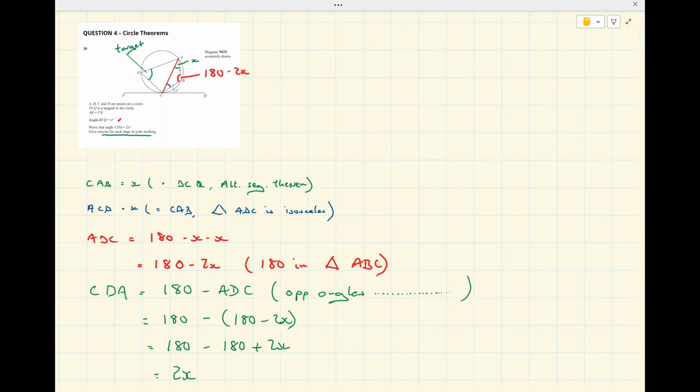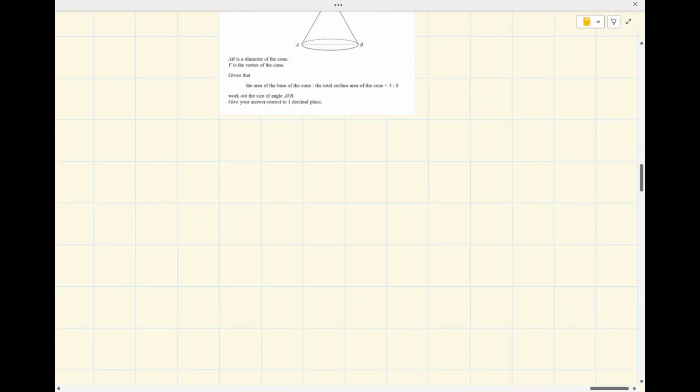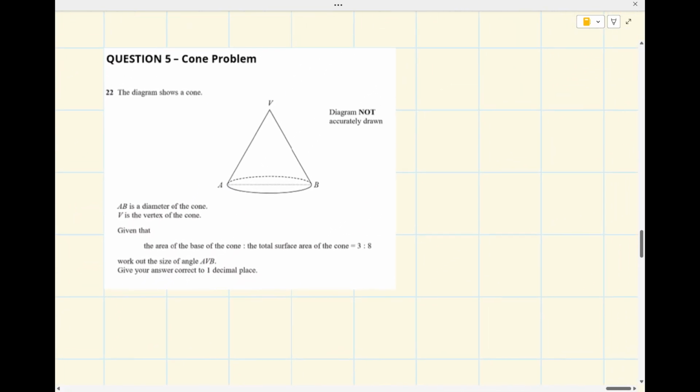Right, let's have a look at question 5. Here it is. A problem to do with a cone. Now, we're going to need to derive quite a complicated equation in this question using this piece of information that we're given here. Have a go and come back to me.